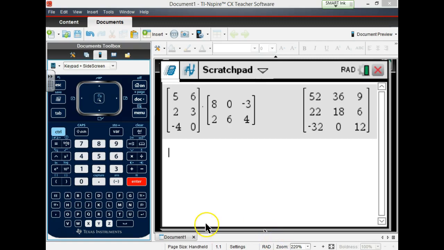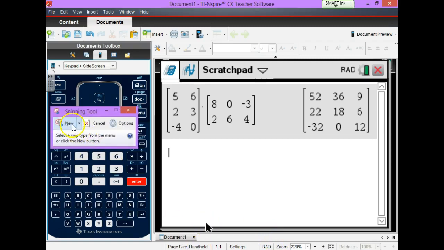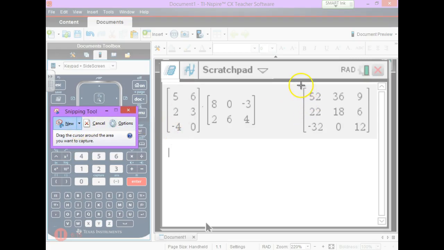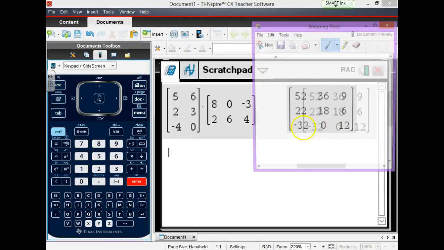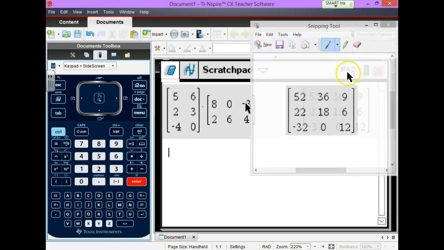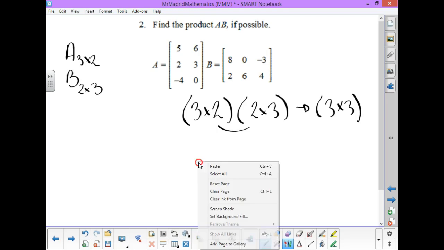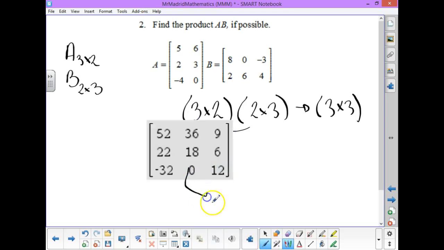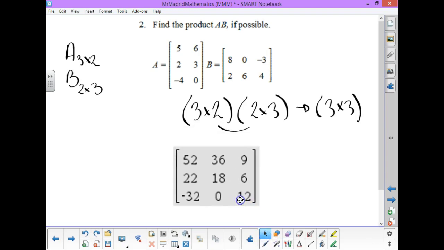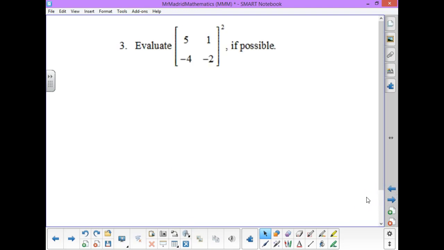Let me take a picture of this right here. This is the product. We expected a 3 by 3, and check it out, 3 rows, 3 columns. Alright, let's move on to this one.